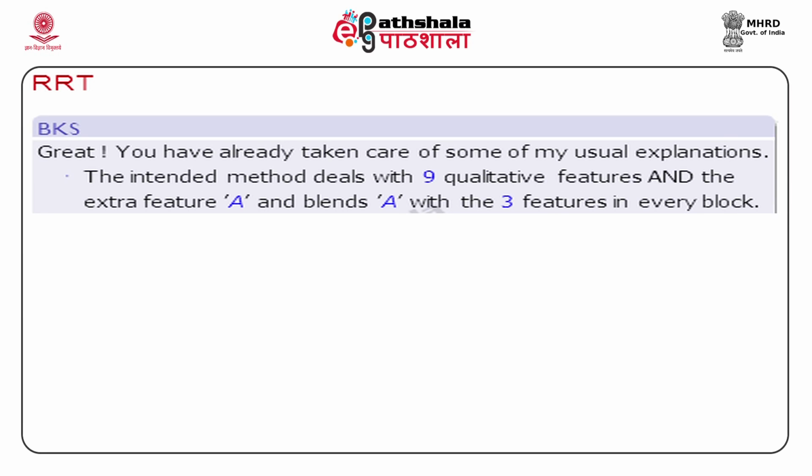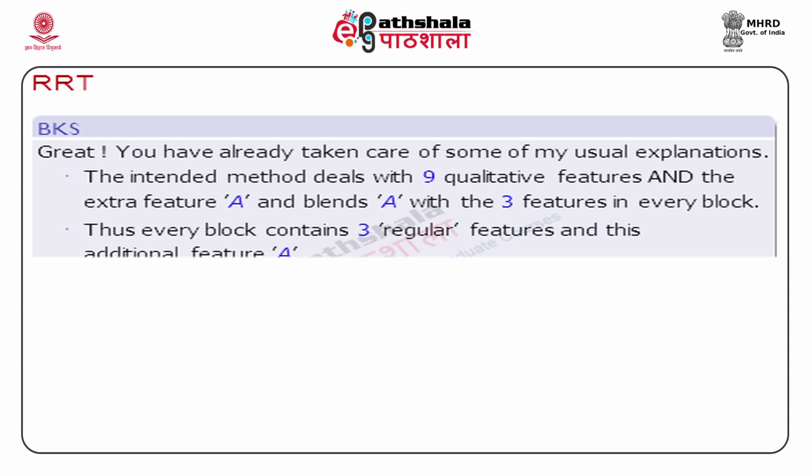These 9 features are related to the feature capital A, but those are not quite sensitive. Those are auxiliary features in support of capital A, for example, the kind of examples that I gave earlier. So in every block I have got 3. Together with that, I blend capital A in every block. Every block contains 3 regular features and this additional feature capital A. That is how it is formed.